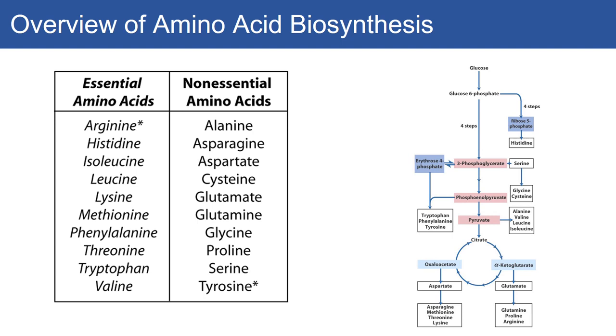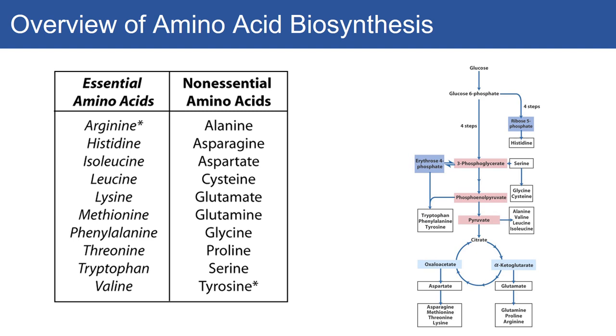So just to note, if we take glucose 6-phosphate, turn it into ribose 5-phosphate in 5 steps, then we can get from ribose 5-phosphate to histidine. If we're at the 3-phosphoglycerate step, we can manufacture serine, and from serine we can manufacture glycine and cysteine. At the 3-phosphoglycerate group, we can also create erythrose 4-phosphate, and from there we can go to tryptophan, phenylalanine, and tyrosine. Or you can go to the next step in glycolysis, which is phosphoenol pyruvate, and we can go to those same targets. From pyruvate, we can go to alanine, valine, leucine, and isoleucine.